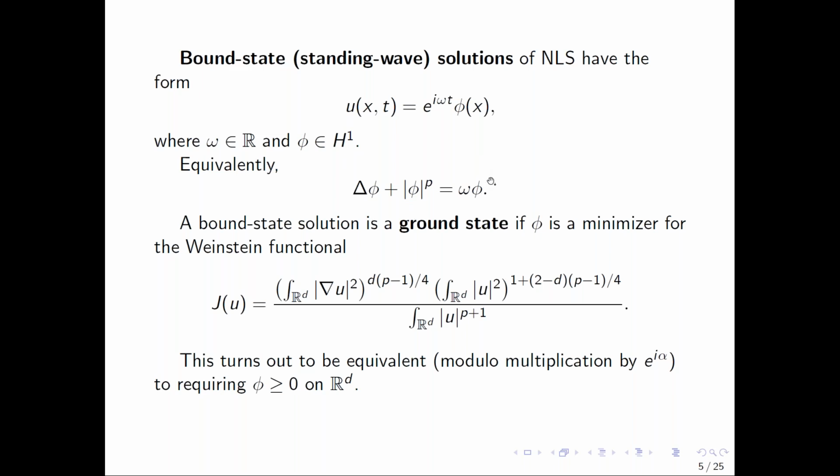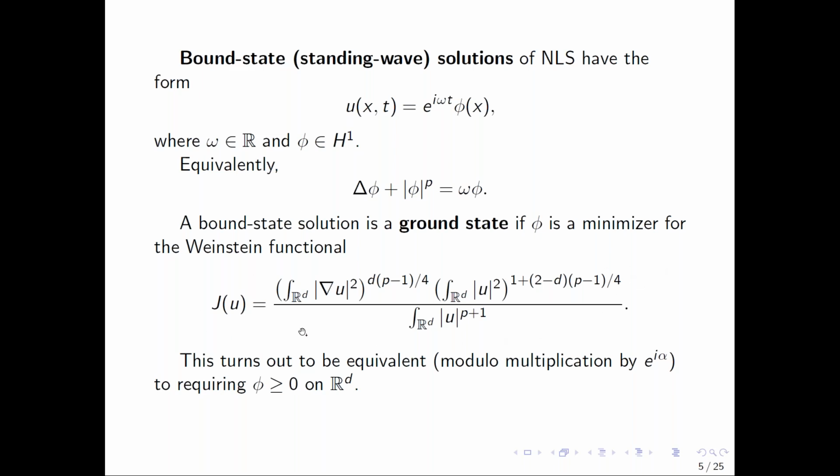This equation is already pretty difficult to solve. It's an open question to characterize what the solutions of this equation look like in d dimensions. But there are special kinds of bound state solutions that more is known about. These are ground state solutions. Again, there are several different definitions of ground states, but for this talk I want to define a ground state to be a bound state solution whose profile phi is a minimizer for this Weinstein functional.